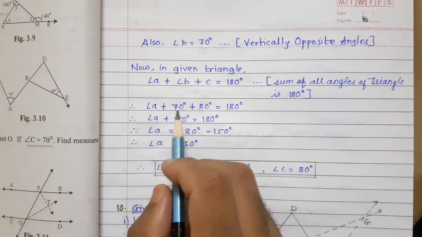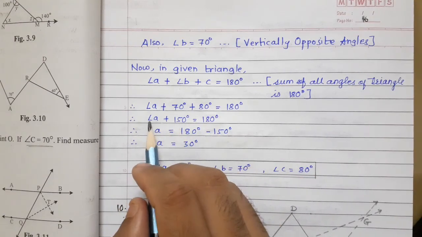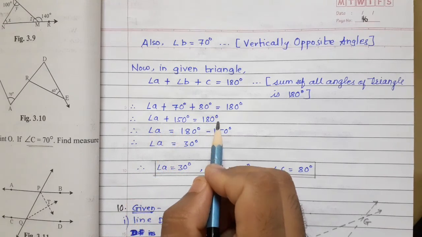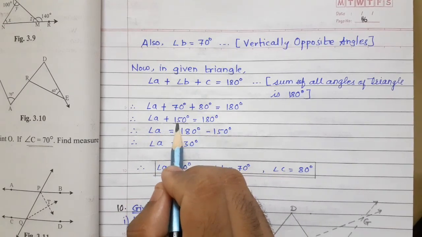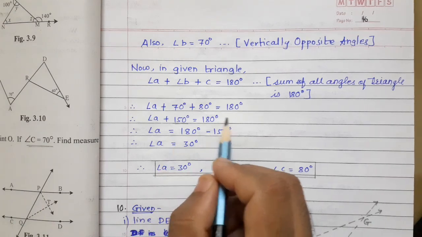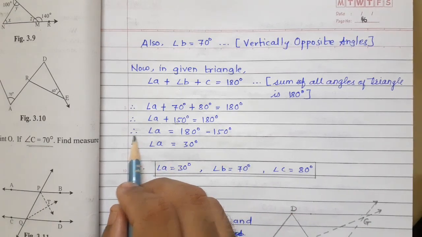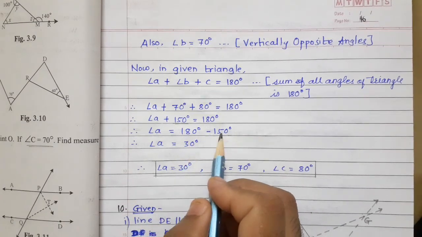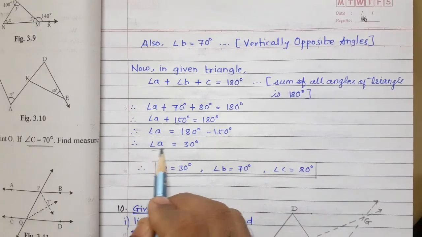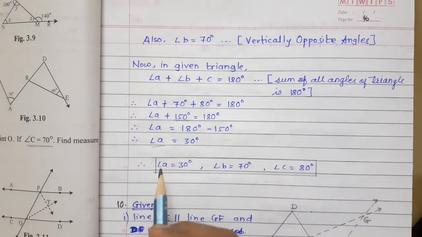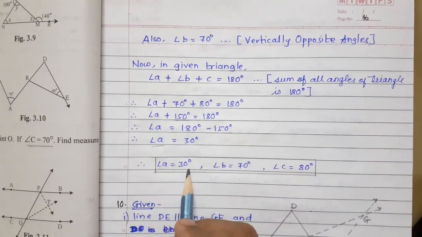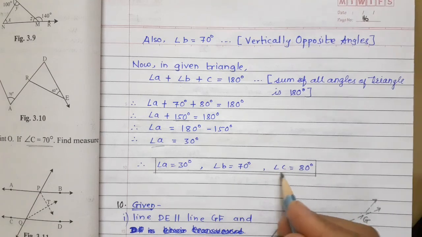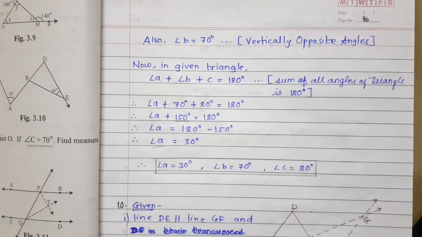70 plus 80 is 150. Then we have angle A plus 150 degree is equal to 180 degree. This 150 is positive on the left hand side. When it goes to the right hand side, it becomes negative. Therefore, angle A is equal to 180 degree minus 150 degree. 180 minus 150 is 30 degree. Therefore, angle A is equal to 30 degree. Therefore, the required answer is angle A is 30 degree, angle B is 70 degree, and angle C is 80 degree.